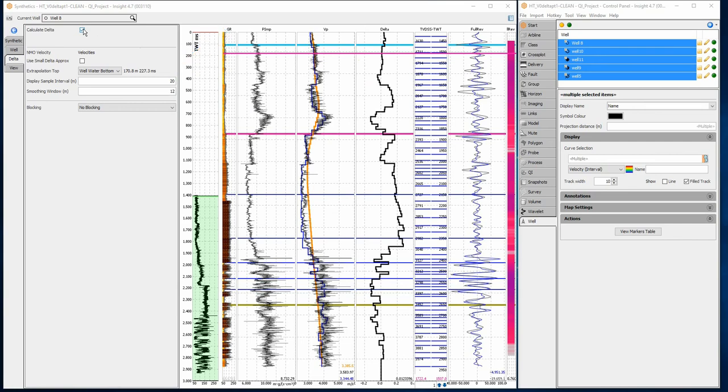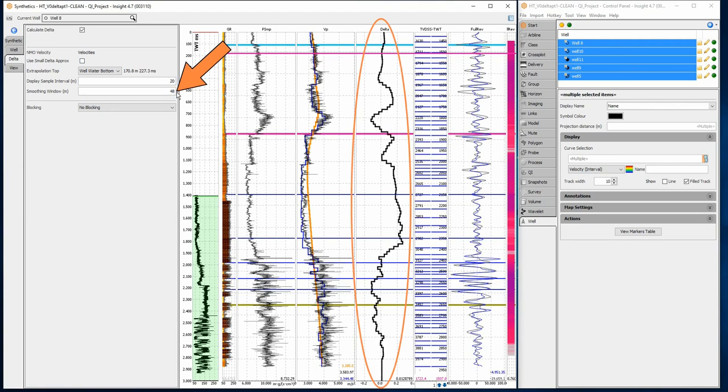A smoothing window can be applied. The delta curve can be smoothed to individual requirements to address different objectives. Here I am increasing the smooth window from 12 meters to 48 meters to obtain a smoother delta curve.